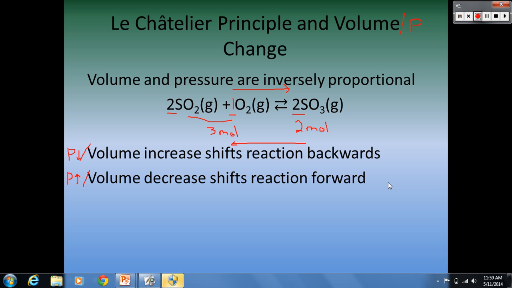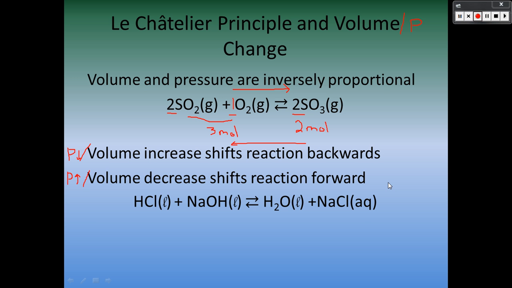Let's take a different reaction though. Let's take this reaction. HCl liquid, oh, this actually should be aqueous. That's a mistake. Both of these should be aqueous. I mean, it doesn't matter, they can be liquid, but that would be some awfully concentrated stuff. So I'm going to switch both of these to aqueous. Sorry, my mistake. So aqueous HCl plus aqueous NaOH yields liquid H2O plus aqueous NaCl.